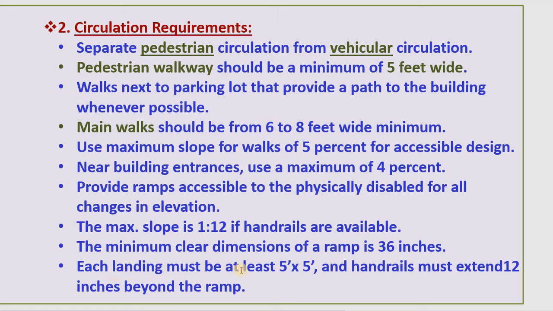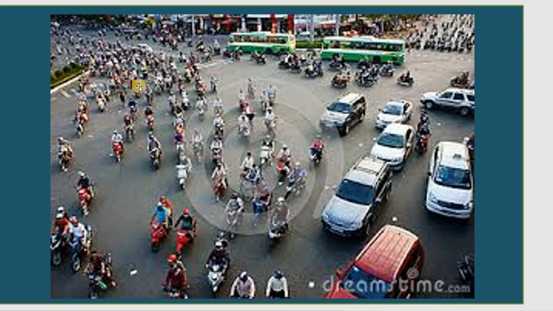Its landing must be at least 5 by 5 feet, and handrails must extend 12 inches beyond the ramp. For example, if the ramp is 5 feet long and you need to do the rail, the rail should be 5 feet 6 inches. So the handrail would extend 12 inches beyond the ramp. That means 1 foot beyond the ramp. If the ramp is 6 feet, the rail should be 7 feet because of the 12 inches. This is an example of circulation.